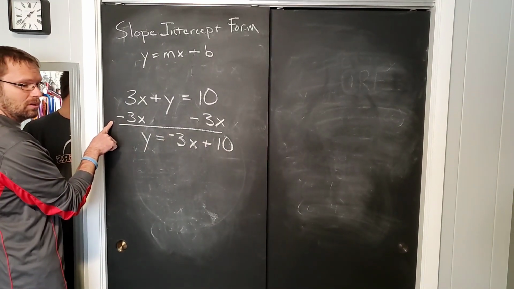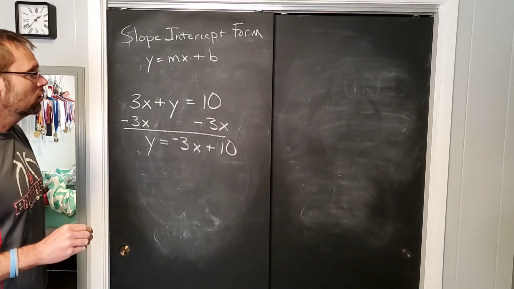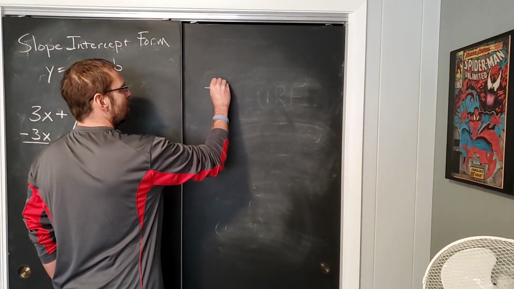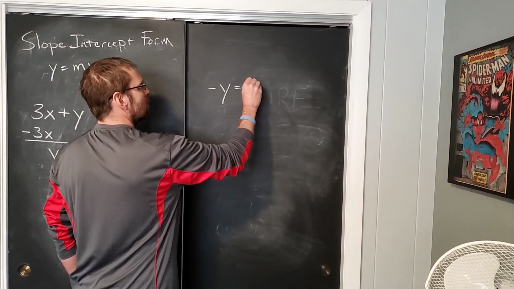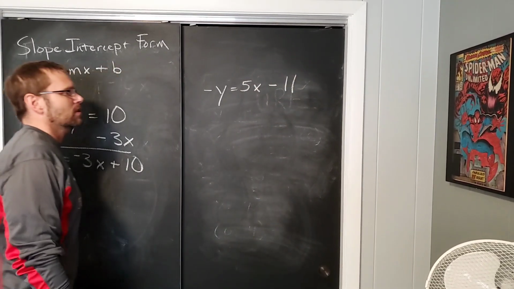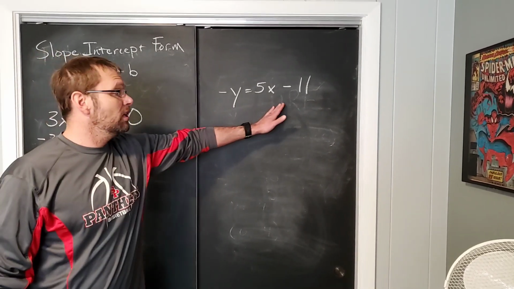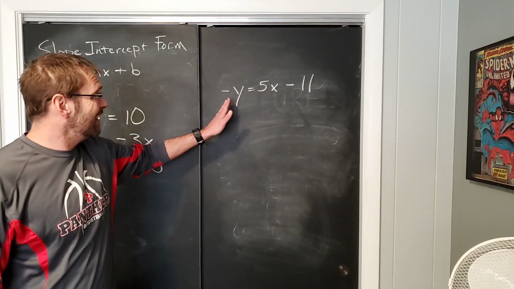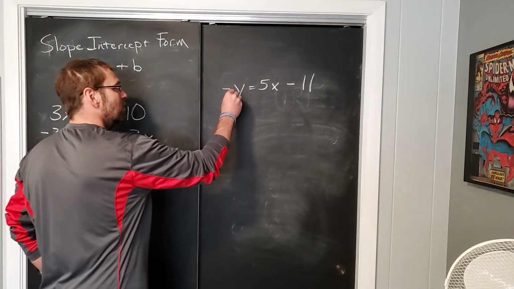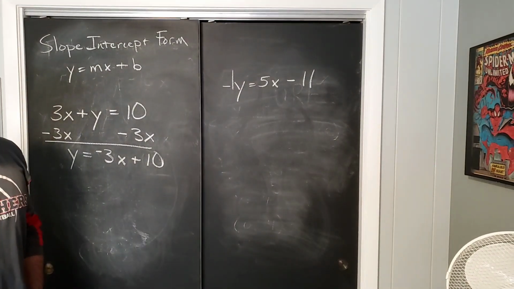The problems you're going to do today are very, very basic like this. The last one, however, looks something like this. Negative y equals 5x minus 11. Something like that. Now notice, this is really, really close to being what we want. But I can't have this negative here. Now most of you will remember that this negative is really a 1 hiding right there. And it's really negative 1.